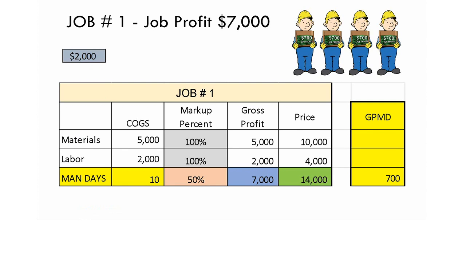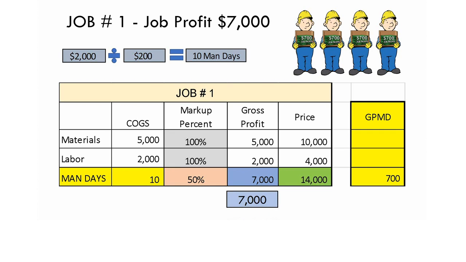Job number 1 has $2,000 in labor, and we are paying our men $200 per day. So that's going to take them 10 man days to get the job done. That's going to result in $7,000 in gross profit, which we divide by the 10 man days, and we get a GPMD of $700.